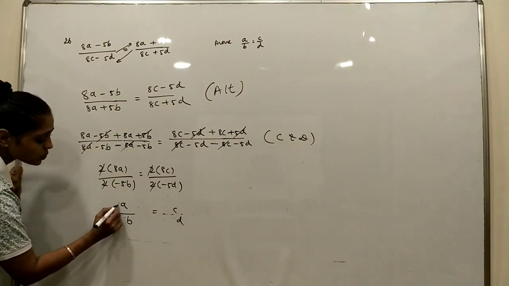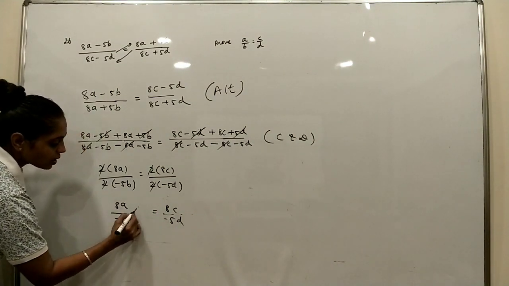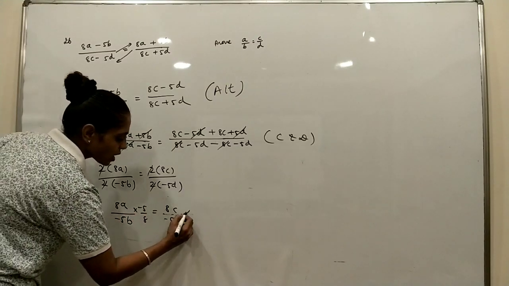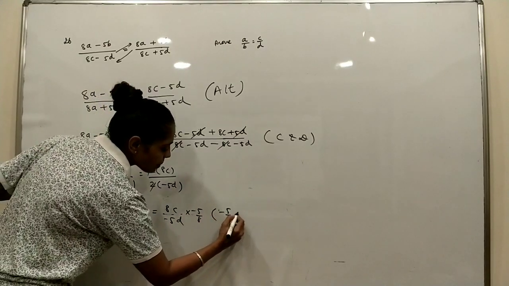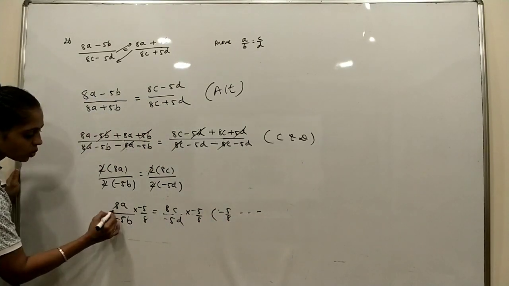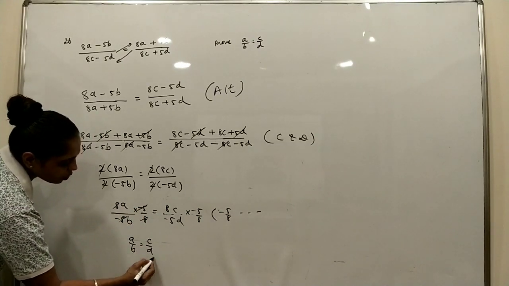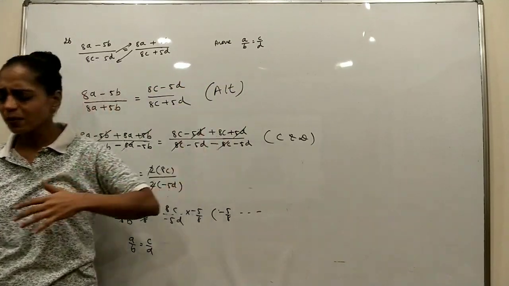Then what is the process? 8a upon minus 5b, 8c upon minus 5d. Multiply with exactly the opposite sign, minus 5 by 8, on both the sides. So 8 by 5 cancel. So a upon b equal to c upon d. Hence it is proved. Do two to three sums and then it will be really easy.